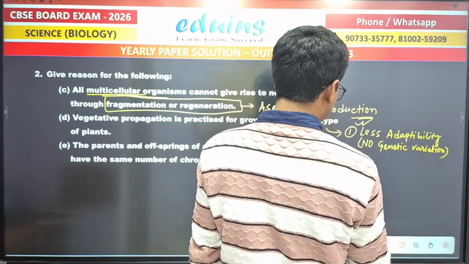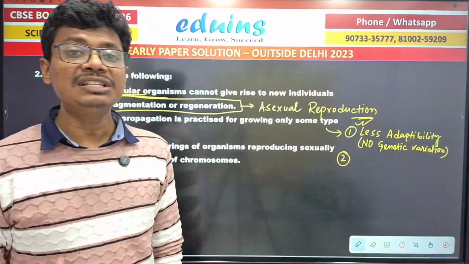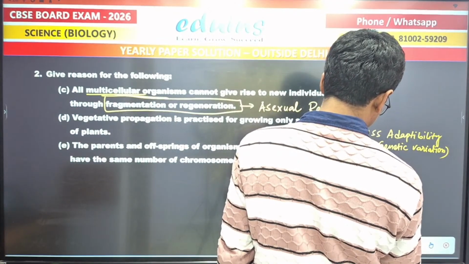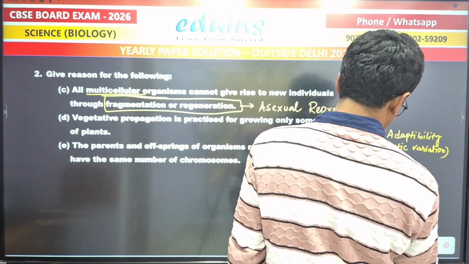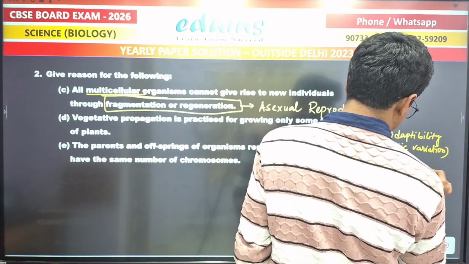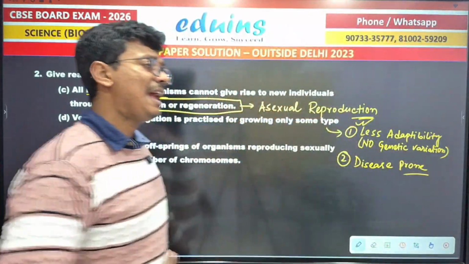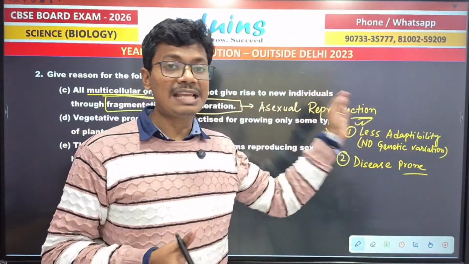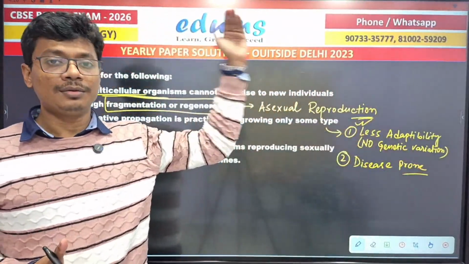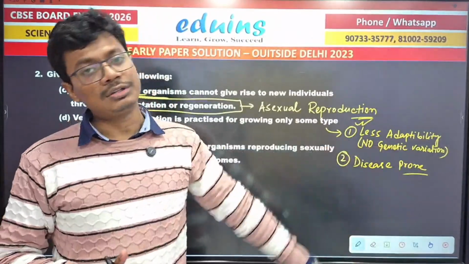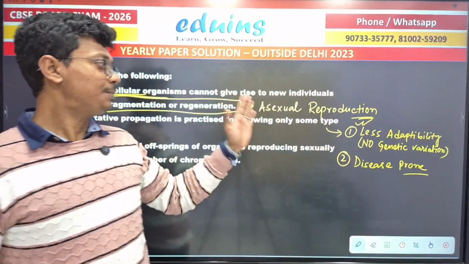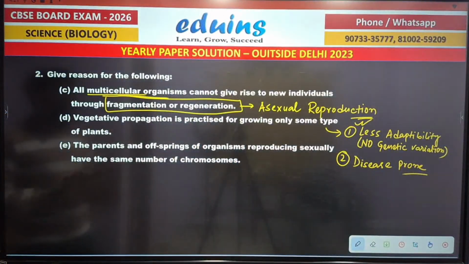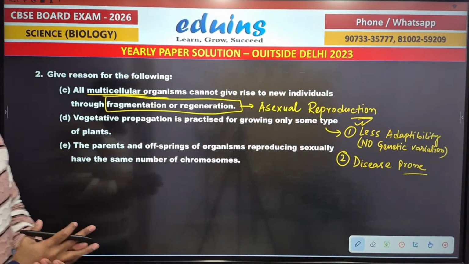Second, they are disease prone. If the parent plant has some disease, the disease is carried forward to the offspring or daughter plant. So this process can be practiced for only some types of plants.